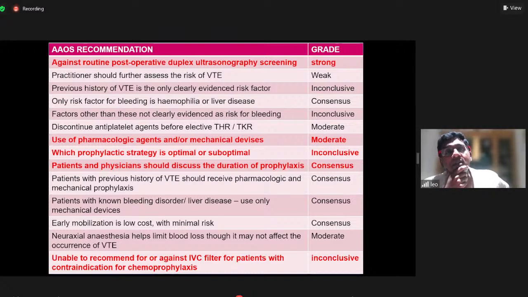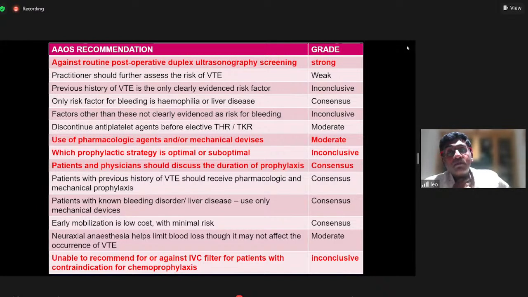DVT was against the routine use of duplex ultrasound for screening of these patients with DVT, because ultrasound is not really a great modality for identifying distal deep vein thrombosis. In fact, the sensitivity of Doppler ultrasound in picking up distal deep vein thrombosis is only about 27%, which means a large majority of them being missed.